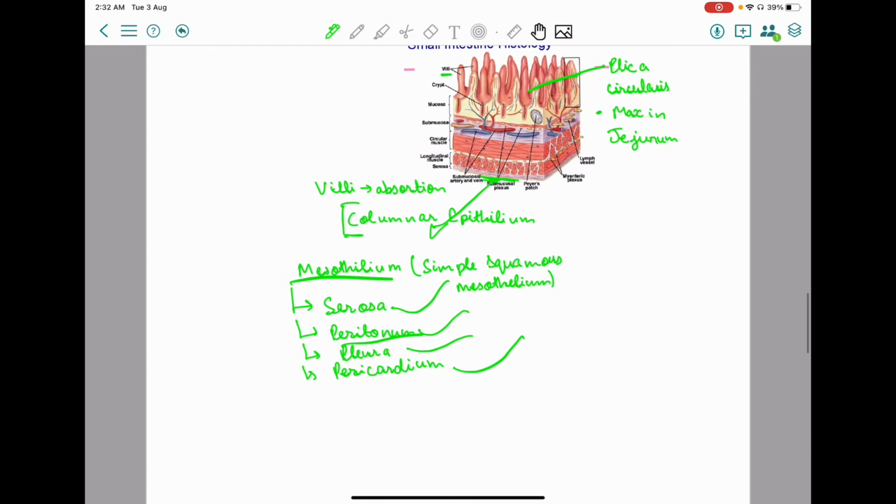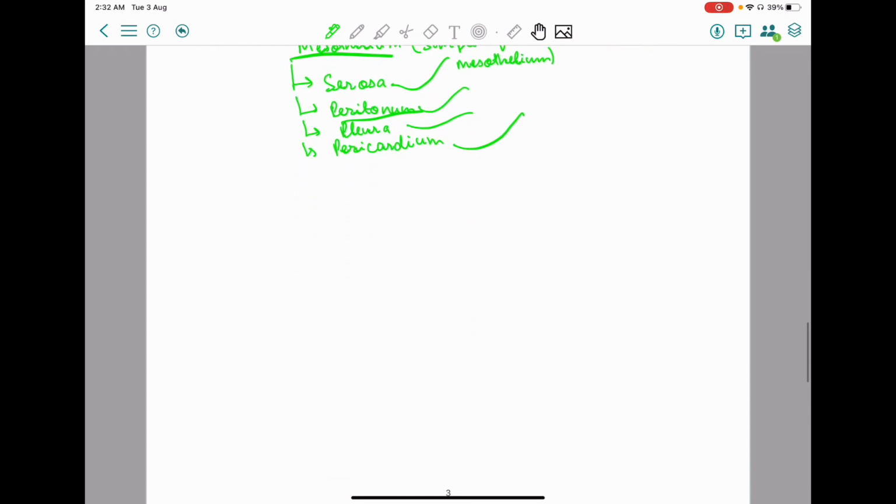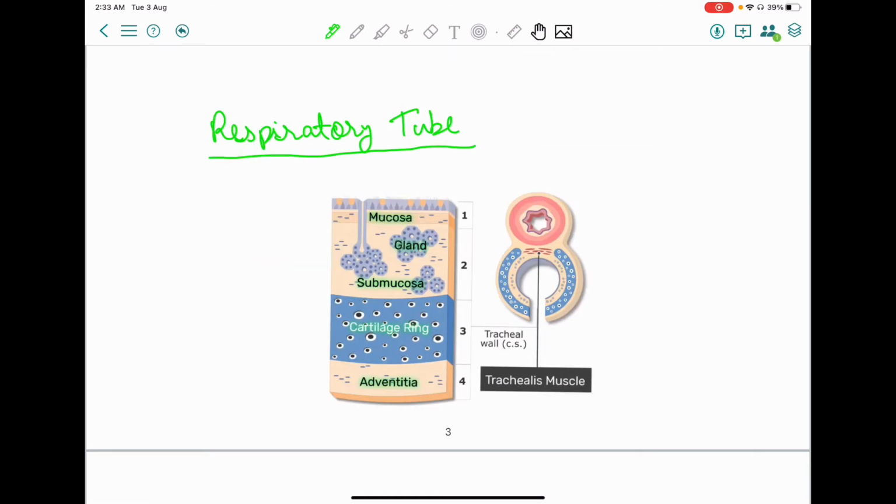Now let's go to the next one, that is the respiratory tube. So guys, in the respiratory tube, we take it like trachea. This is trachea, and now we will see.